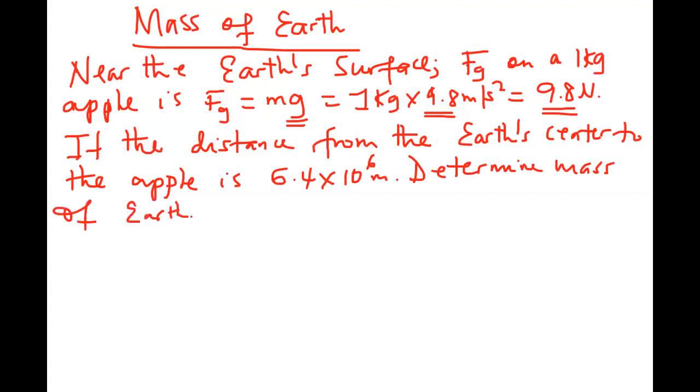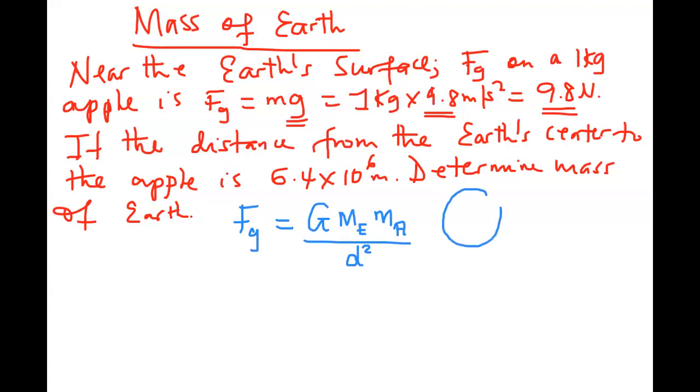Okay, this problem involves us using both Newton's second law and Newton's universal law of gravitation. Already, we know that the universal law of gravitation tells us that Fg is G mass 1 times mass 2. So in this case, mass 1 will be the mass of the Earth, and mass 2 will be the mass of the apple, and divide by the distance. Remember, the distance has to be the distance between the centers of the objects.